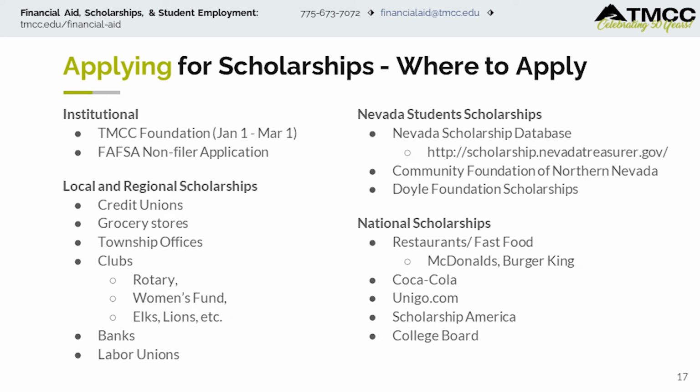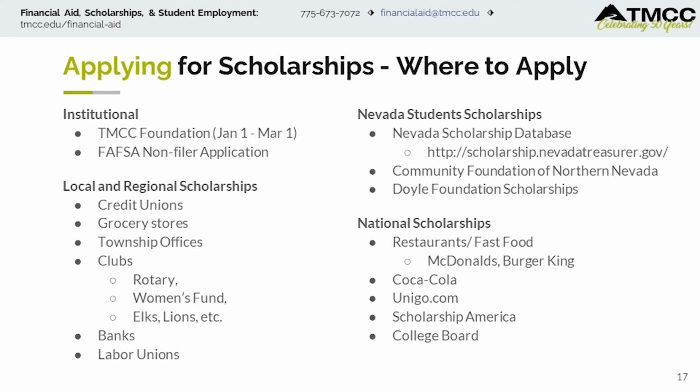TMCC offers our foundation scholarships, and the application is open from January 1st through March 1st each year. This process allows students to apply for various scholarships with one simple application. Students do not have to be federal aid eligible to apply. TMCC also offers our FAFSA non-filers application, which is for students who are not eligible for financial aid through the FAFSA, usually for reasons related to citizenship.